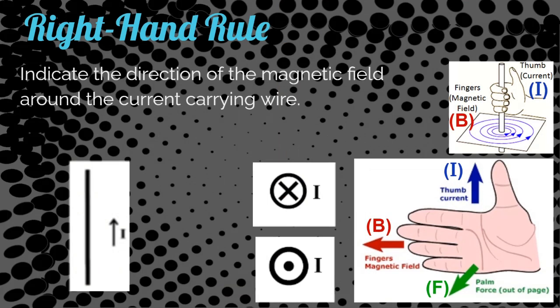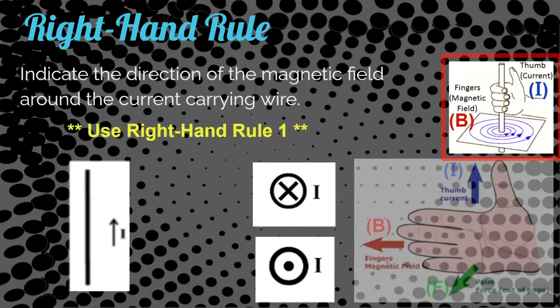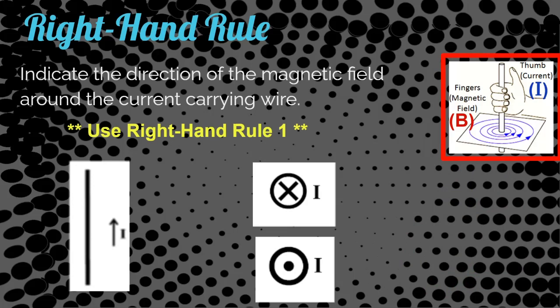This one says, indicate the direction of the magnetic field around the current carrying wire. I have 3 wires here. I'm going to start with this image. If I'm looking at the direction of the field generated around a wire, I have 2 rules. The one I'm going to use is the first right-hand rule. I'm not looking for force. So I'm going to use this one, where I curl my fingers.